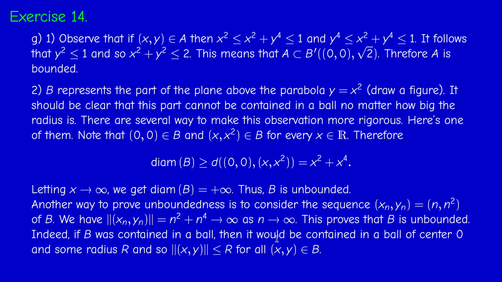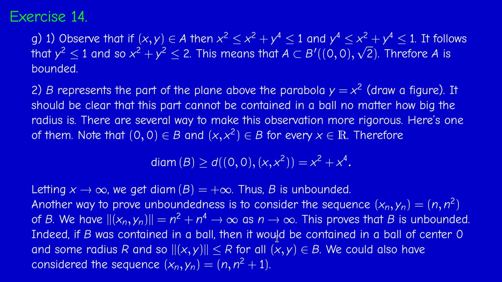Because if B was bounded, then it would be contained in a ball, and this ball is contained in a ball of center 0, of course, because any ball in R2 or Rn is contained in a ball of center 0. Just take a bigger radius. And therefore, the norm of (x, y) for any (x, y) in the set would be less or equal than some constant r. So we get a contradiction. So there are really several ways to express this idea. And of course, we are not obliged to take something on the parabola exactly. You can take n squared plus 1, or n squared, or 2n squared, or anything you like.